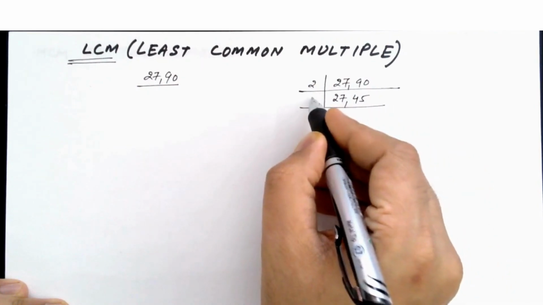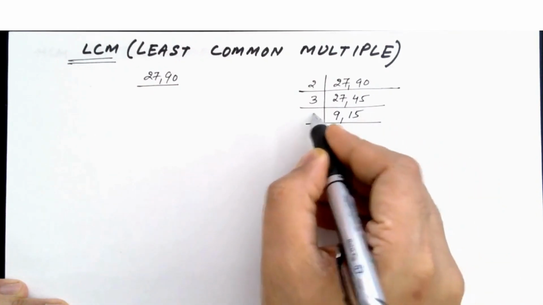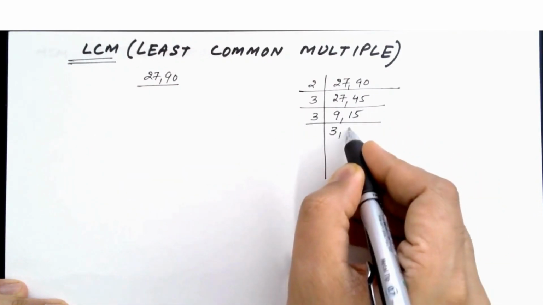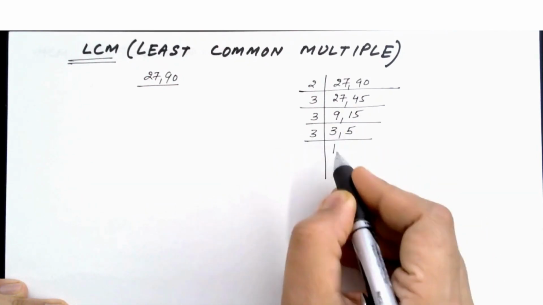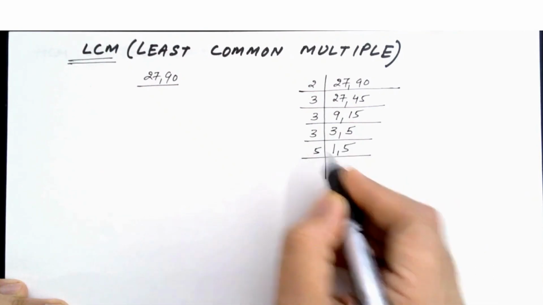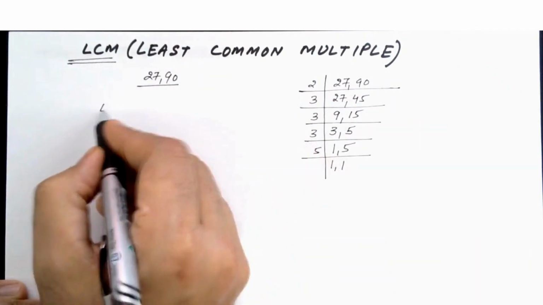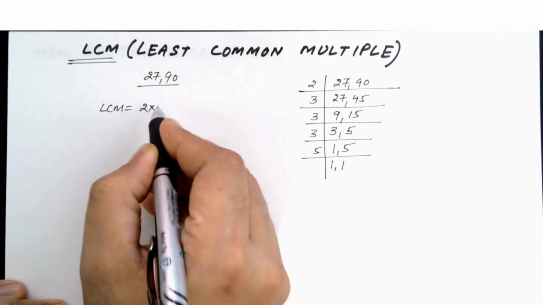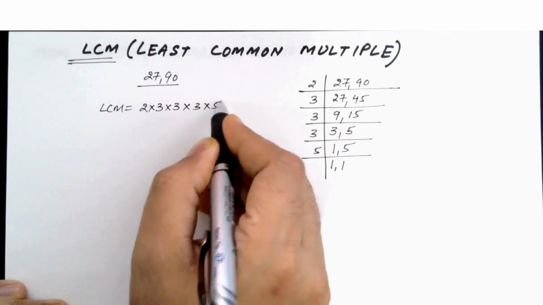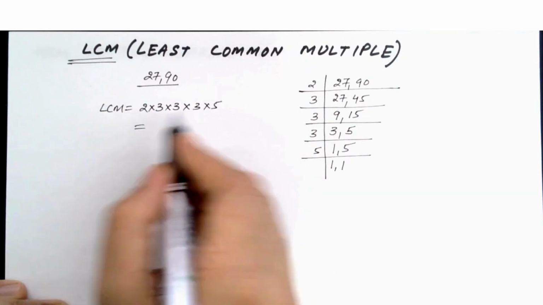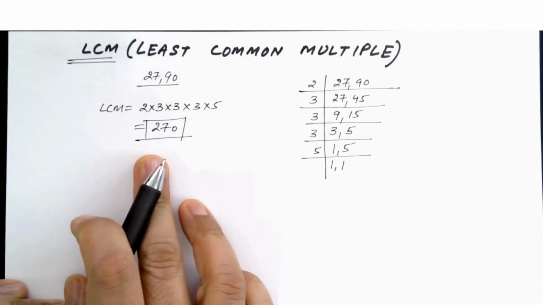Then the next prime number is 3. It can divide 27. It can divide 45. Next prime number is again 3. It can divide both. Now again 3 because it is present here. It can divide 3 but not 5. And again 5. It can divide 5 but not 1. So now you see here the LCM is 2 into 3 into 3 into 3 into 5, and it comes out to be 270. So this is how we find the LCM.